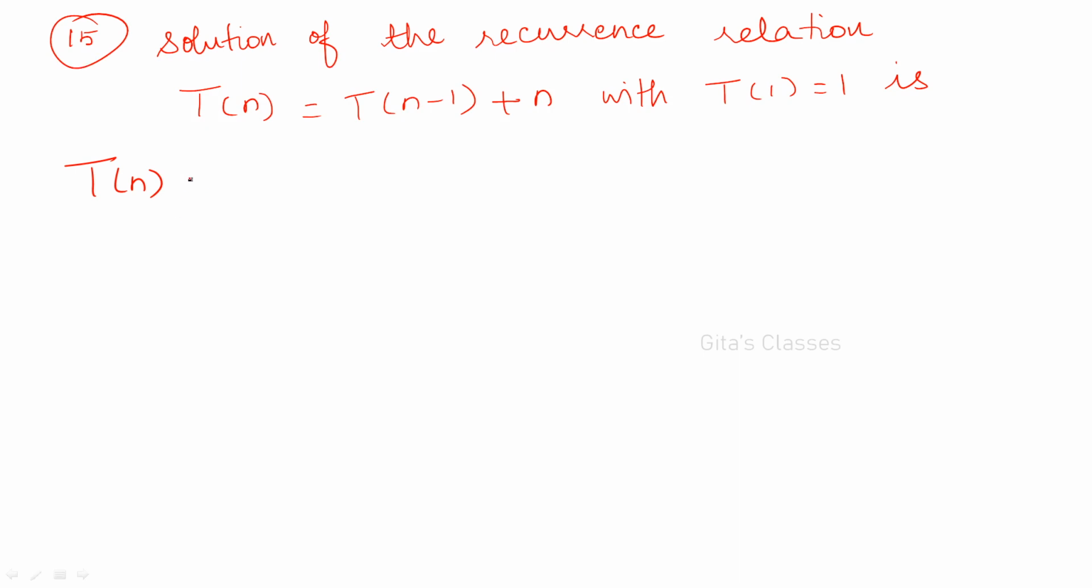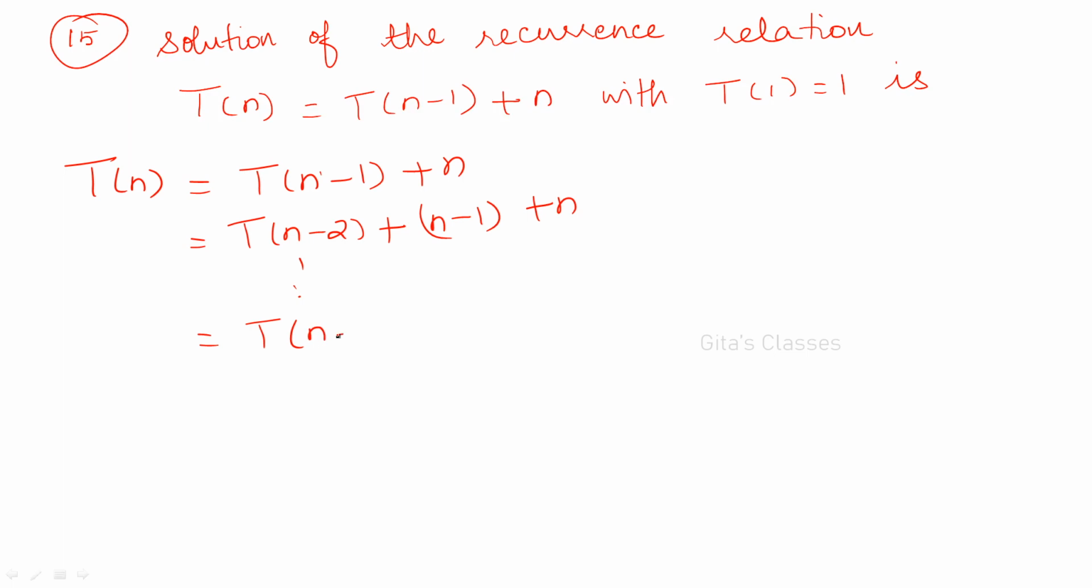So T of n minus 1 is given as T of n minus 2 plus n minus 1. So this can be written as T of n minus 2 plus n minus 1 plus n, etc. If you write like this, in general, I can write T of n minus k plus etc. plus n minus k minus 1, plus etc. plus n minus 1 plus n. I want this n minus k.